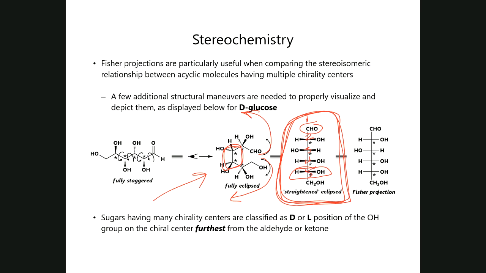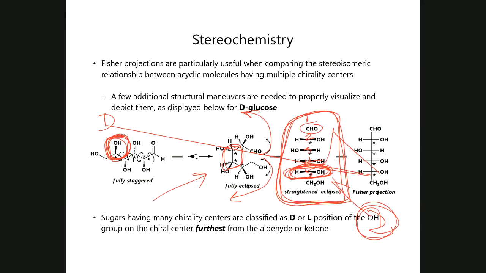And if you notice, by making those motions, this pointing vertically upward on the fully staggered extended skeletal structure translates to a hydroxy on the furthest carbon from the aldehyde that is on the right side. Therefore, that's what makes it a D sugar. We've already established this is D based on what we talked about previously. My pen is acting up here a little bit. My apologies for these lines that appear out of nowhere. The D sugar as defined by this ends up with this on that position.